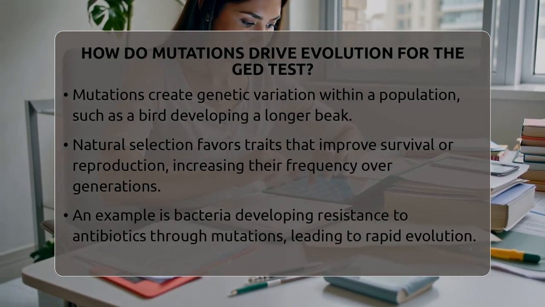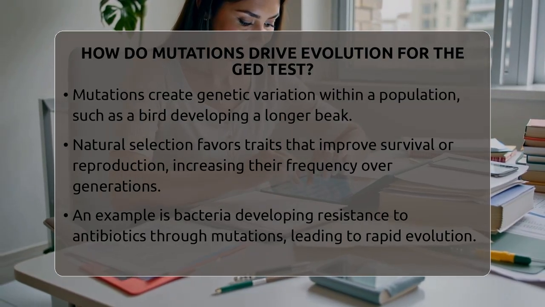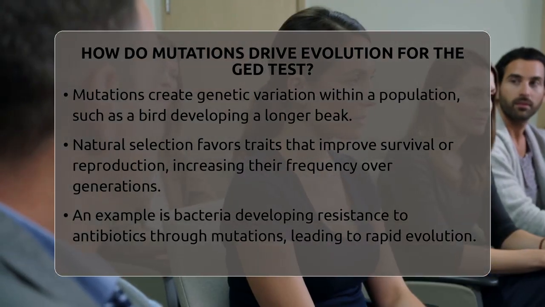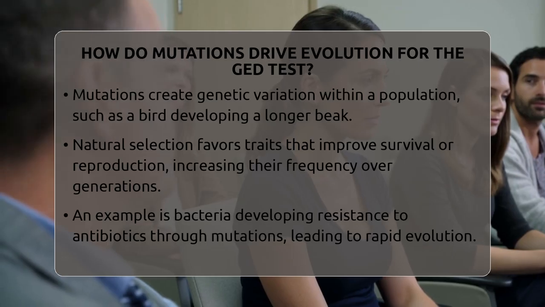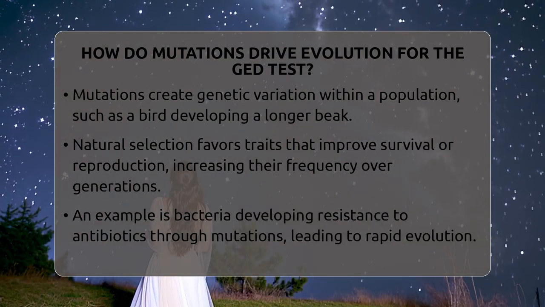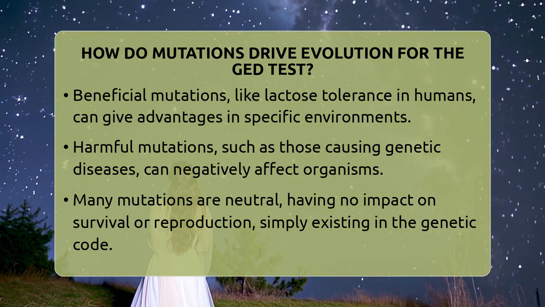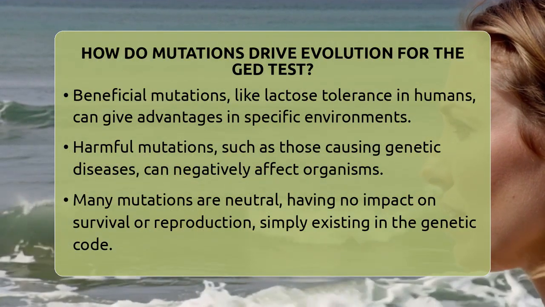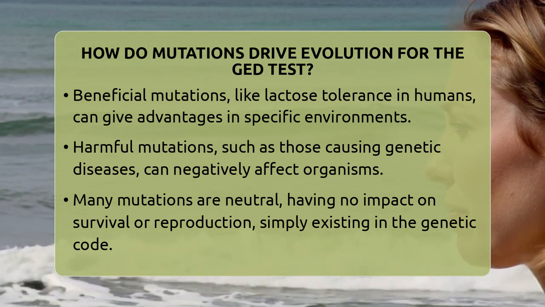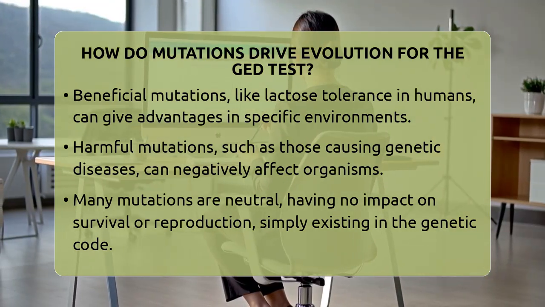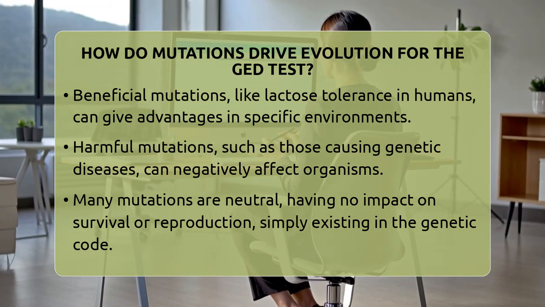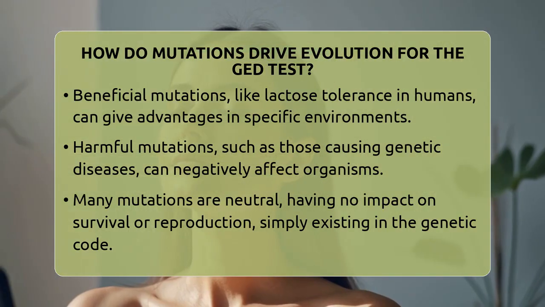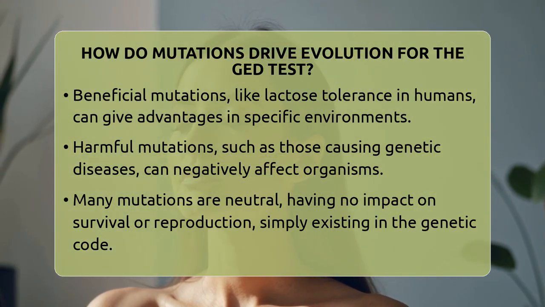Think about bacteria and antibiotic resistance. When antibiotics are used, bacteria with mutations that resist the medicine survive. The non-resistant bacteria die off. The resistant bacteria reproduce and pass on their resistance genes. Soon, most bacteria in that environment are resistant. This rapid change shows how mutations can lead to new traits that help organisms survive in their environment.